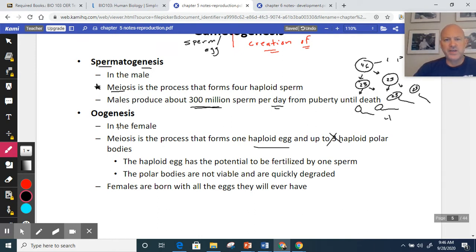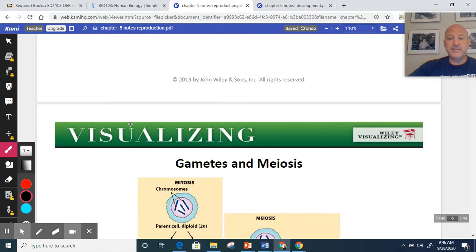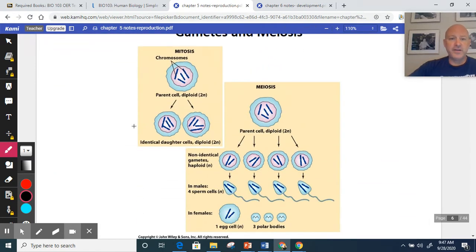All right, so the egg has the potential to be fertilized by one sperm. The polar bodies are not viable and they are quickly degraded. All right, so all the eggs in the female are produced as they're developing, right? As the bodies of the females are developing in the uterus embryonically. One of the things that is also being produced are eggs. So by the time females are born, they have all the eggs that they'll ever need.